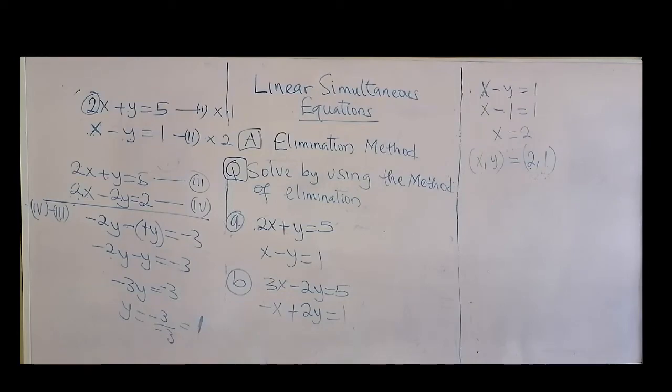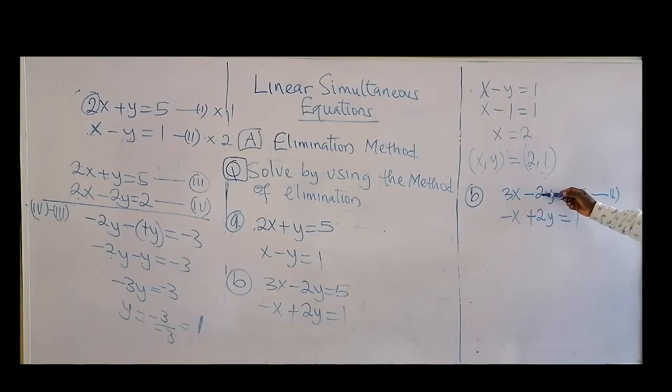So the next one is the B part. This is your first equation. This is your second equation. The question is: which coefficient do you want to make the same? Is it this one? Actually, the coefficient of y here is already the same. The coefficient is the same, so we don't need to multiply. This is minus 2, this is plus 2.